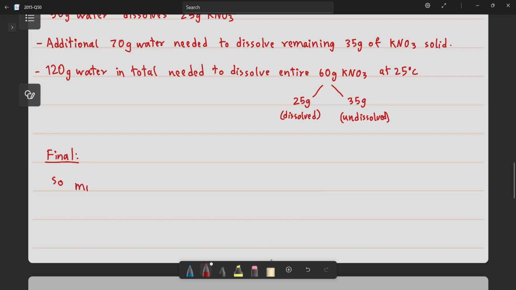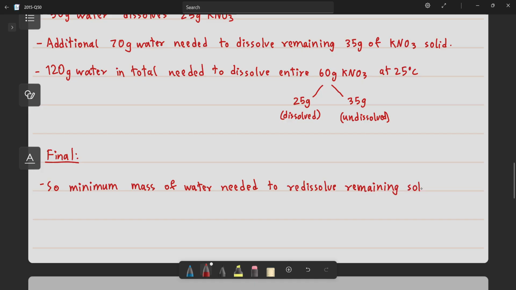So the minimum mass of water needed to redissolve the remaining solid potassium nitrate in the solution mixture is 70 gram water at 25 degrees Celsius.